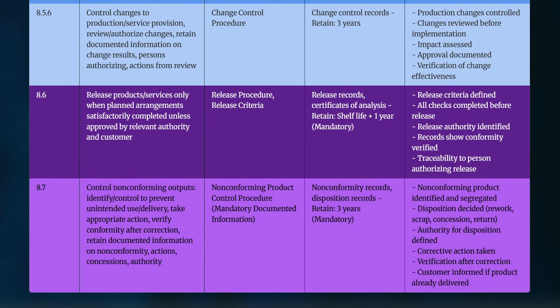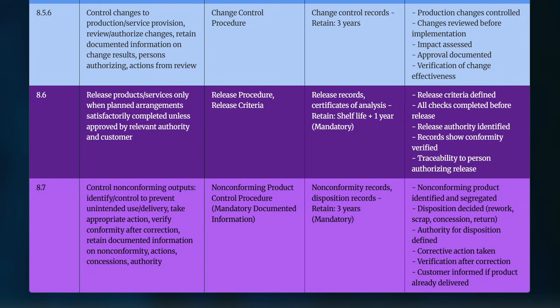Along with it, examples of those requirements you can also use as audit evidence, including the release criteria being defined and all checks being completed before release, release authority being defined, records showing conformity being verified, and traceability of the person authorizing the release.